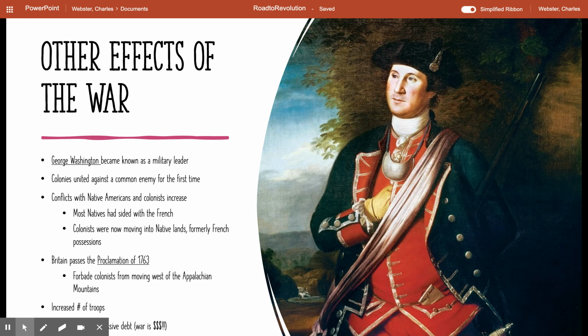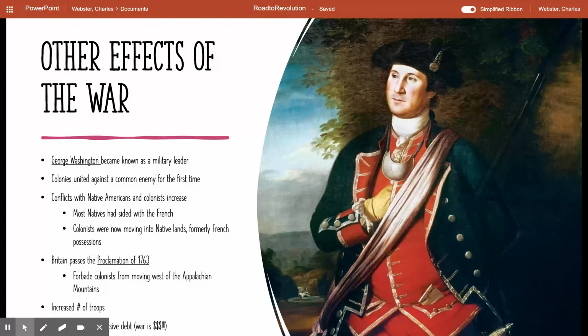Some other effects of the French and Indian War were that George Washington became known as a military leader. The colonies also united against a common enemy for the first time, to fight France and their Native American allies. And there had always been some tension and unease between Native Americans and the colonists, and several wars had been fought between them in the past. Because of this war, those conflicts increased and would continue to increase.